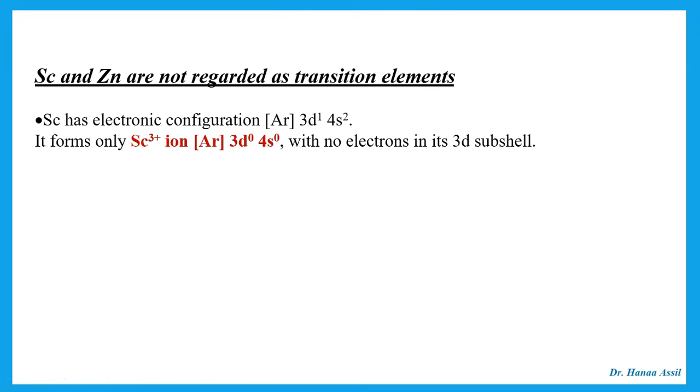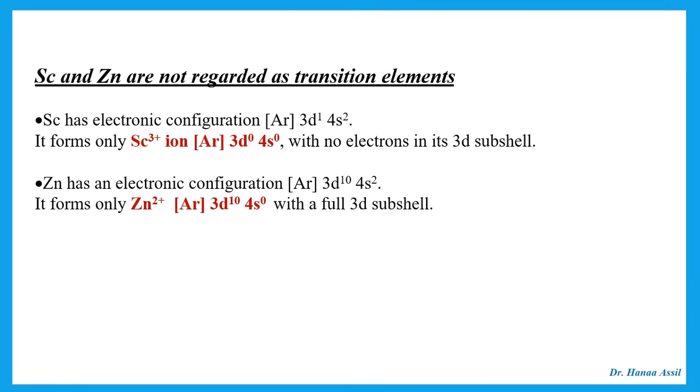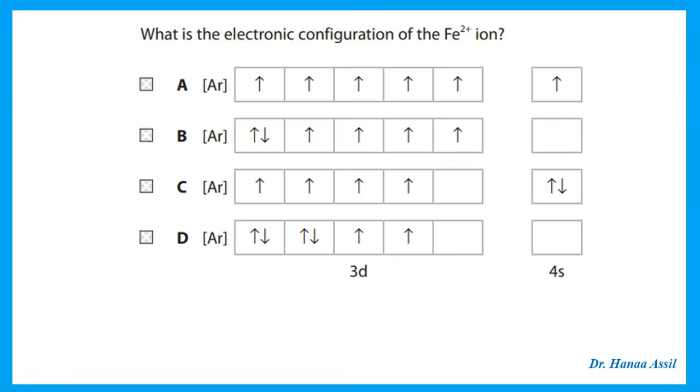Remember, scandium and zinc are not regarded as transition elements. We said to be a transition element, it must have incomplete d orbitals. So scandium, for example, forms scandium 3+, which has an empty 3d, and zinc forms zinc 2+, in which the 3d is completely filled.